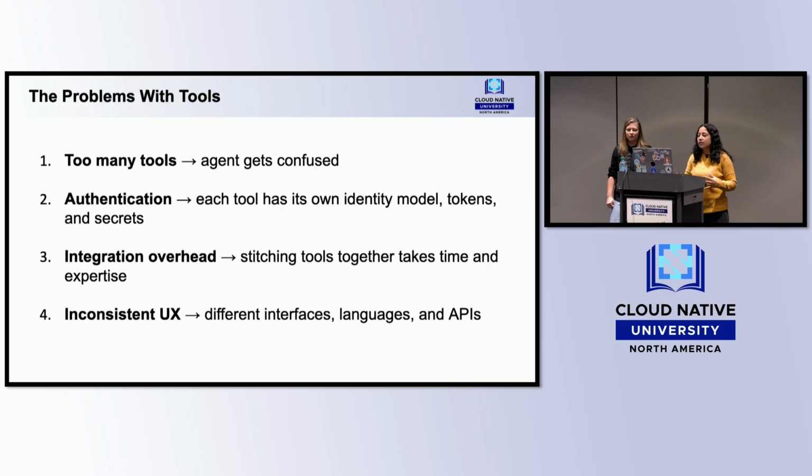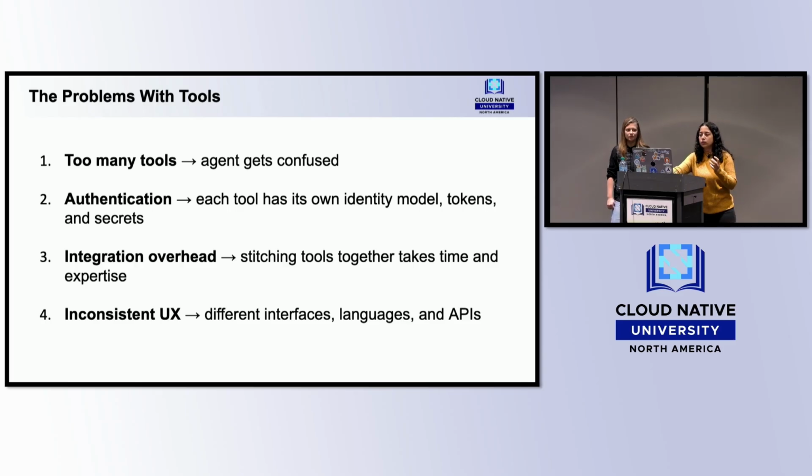The problem with tools, though, is that, first of all, if there are too many tools, an agent can get confused. Each tool may have its own identity model and secrets, so authentication is different. There's some overhead to integrate all of the tools with your agents, and separating which agent has access to which tools and so on. Also, it's especially difficult if they're all implemented using different interfaces or languages.